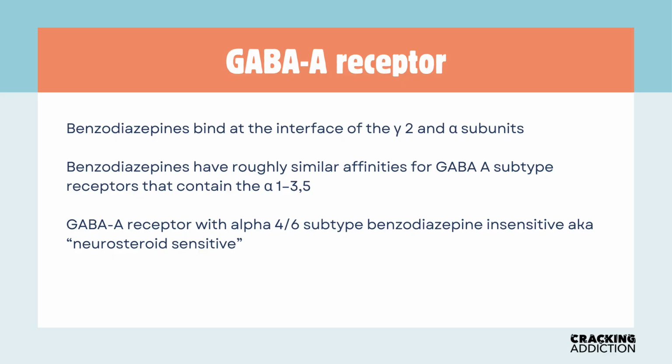And benzodiazepines have roughly similar affinities for GABA-A subtype receptors that contain alpha groups labeled 1, 2, 3, and 5. Now, this is very geeky, but it's important to understand that there are GABA-A receptors with alpha-4 and alpha-6 subtypes, which are insensitive to benzodiazepines, but are sensitive to neurosteroids, and so they're called the neurosteroid-sensitive GABA-A receptors. If you can't get your head around this, just remember this one fact, that not all GABA-A receptors are activated by benzodiazepines. So there are some receptors that do not respond to benzodiazepines.